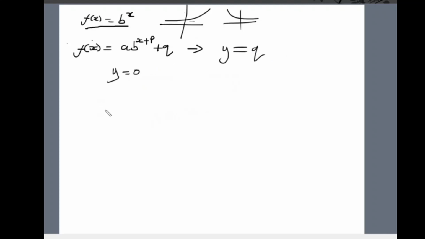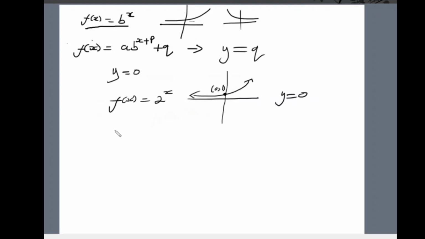Okay, let us work with an example. Let's say f of x equals 2 to the power x, right? So this is a standard function, it's in the standard form, right? We know the graph is an increasing function, right? It will look like this. That point there will be 0, 1, right? And the asymptote will be the line y equals 0.